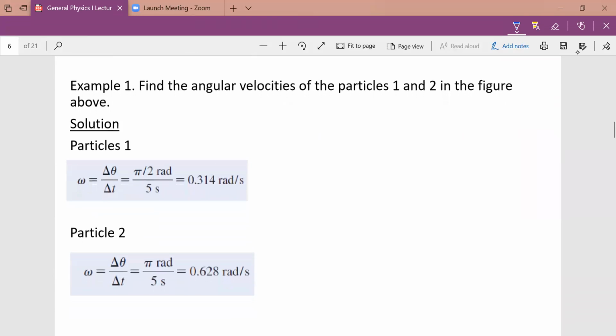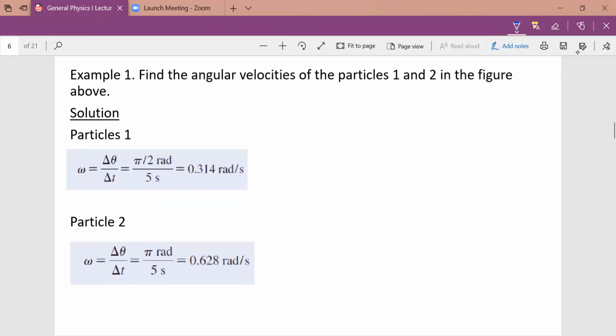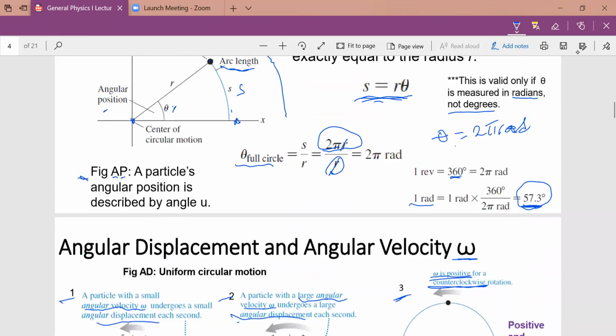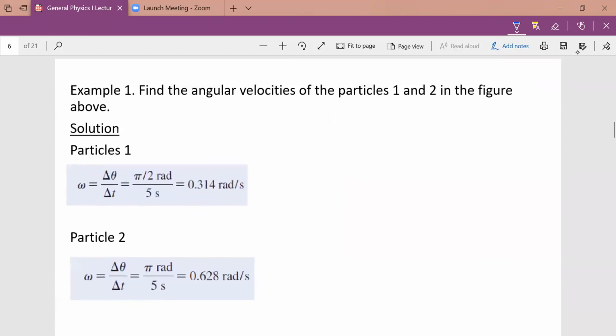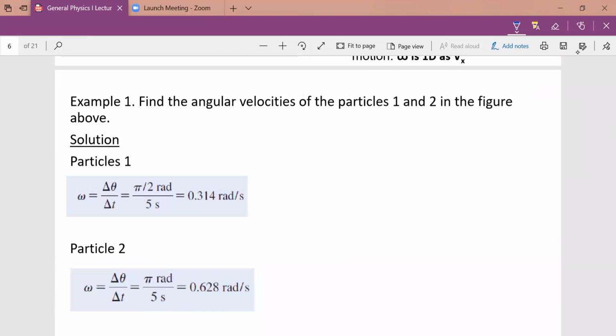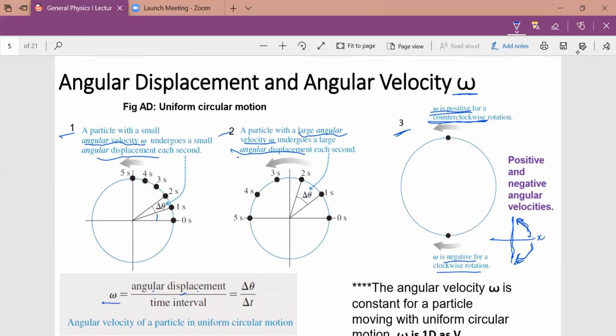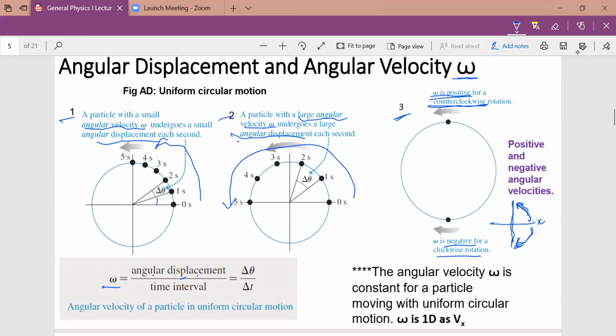So let's quickly take an example to drive home the short discussion we just had. Example 1: Find the angular velocities of particles 1 and 2 in the figure above. Now let's look at the figure again. Particle 1 covered a quarter of the circle in 5 seconds, while particle 2 covered half the circle in 5 seconds.